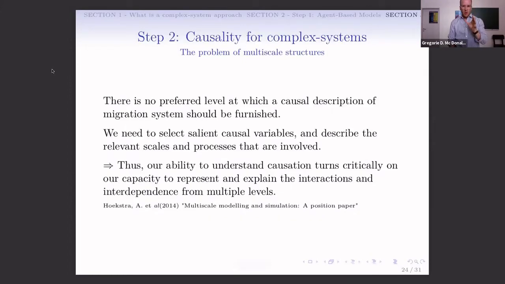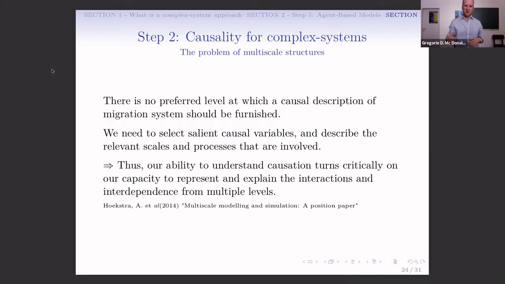Okay, I will quickly move to, this is the last slide of the second section of my presentation, and I will move to the conclusion and I will be finished in approximately 2 or 3 minutes. So, finally, we still have to tackle the problem of multi-scale structures. As I said, we still have the same problem. There is no preferred level at which a causal description of migration systems should be furnished. We need to select salient causal variables and describe the relevant scales and processes that are involved.